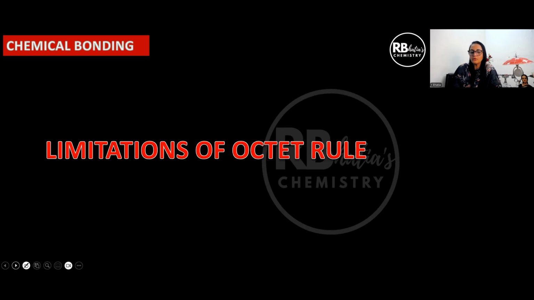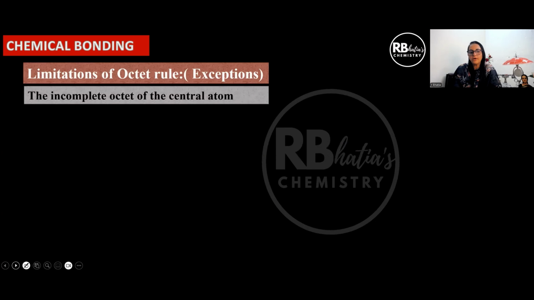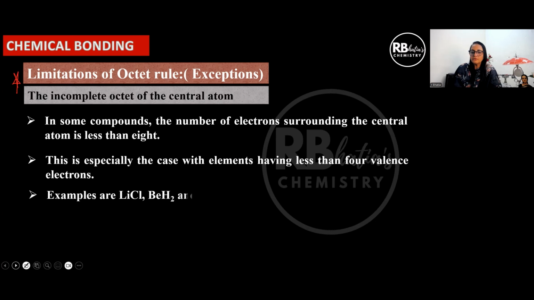So we're going to move on to limitations of the octet rule. This is again NCERT, a very important point. This is important with respect to your school exams as well. You get to write a note on limitations of the octet rule. That means the exceptions where the octet rule is not applicable. So in some compounds, the number of electrons surrounding the central atom is less than 8, and they've still been found to be stable compounds.